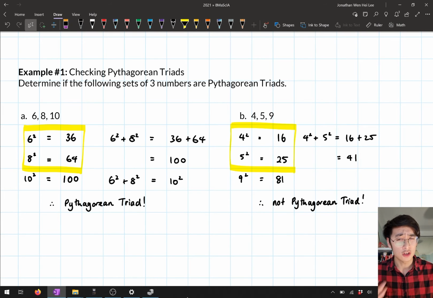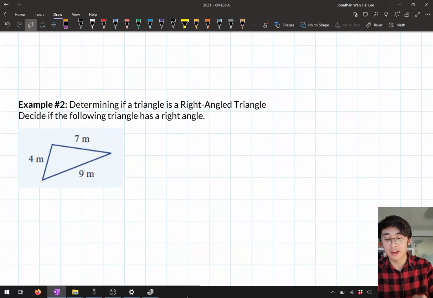Okay, so this particular skill is quite helpful for us because using this, we can check whether or not a triangle is a right-angled triangle. In order for a triangle to be a right-angled triangle, it needs to fulfill Pythagoras' theorem. We need to have the square of the two shorter sides being equal to the square of the longest side, the hypotenuse. So we can use this to check if a particular triangle is a right-angled triangle. That's what we're going to do in the following example.